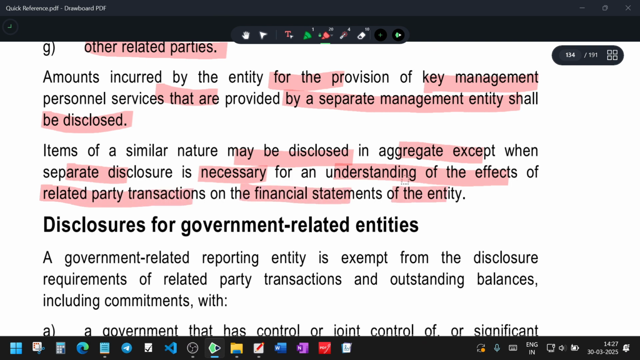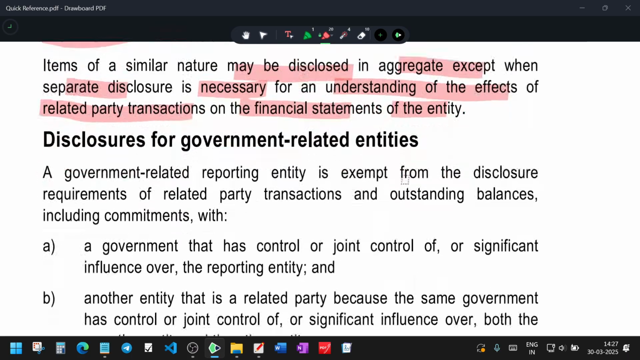So they should disclose the necessary information, and they should say how this affects the company and which transactions are going to affect the balance sheet items. They should disclose that.